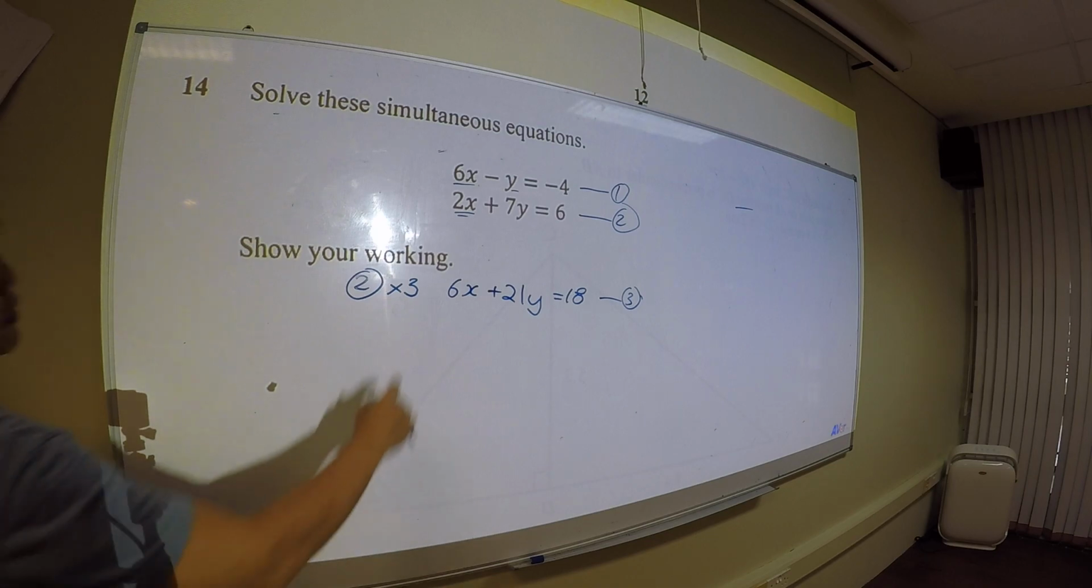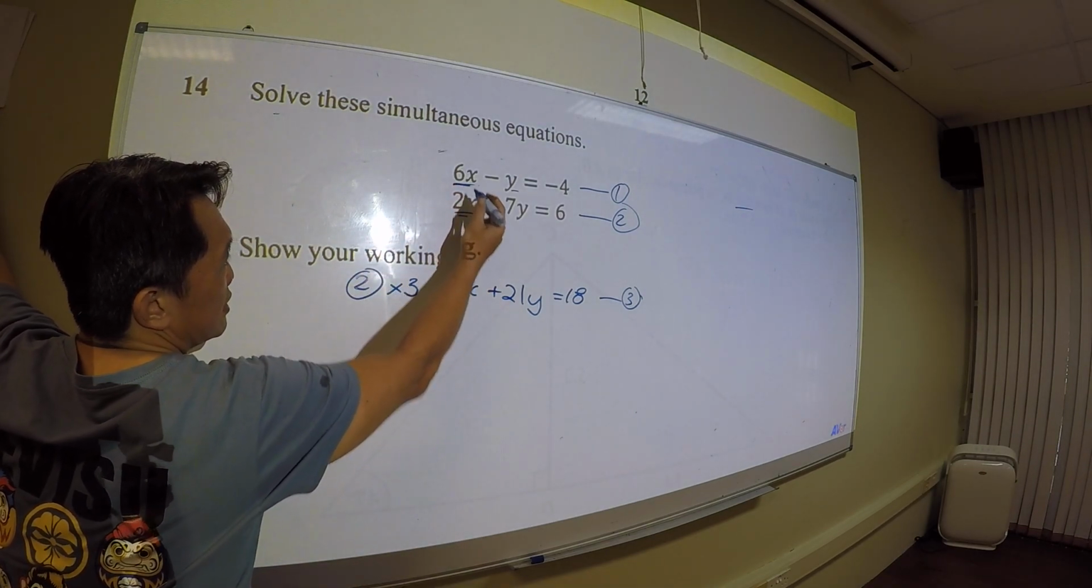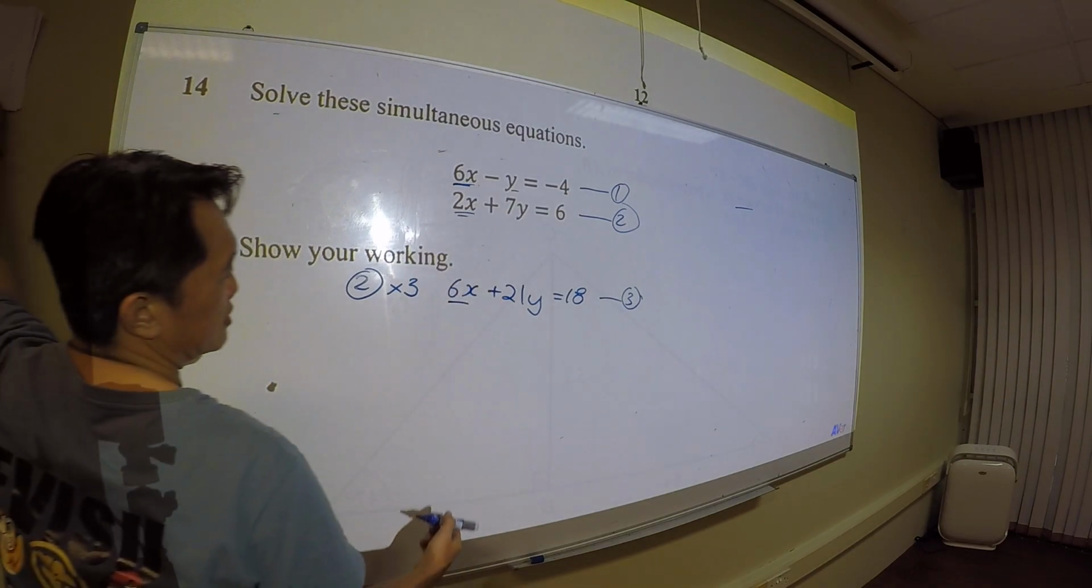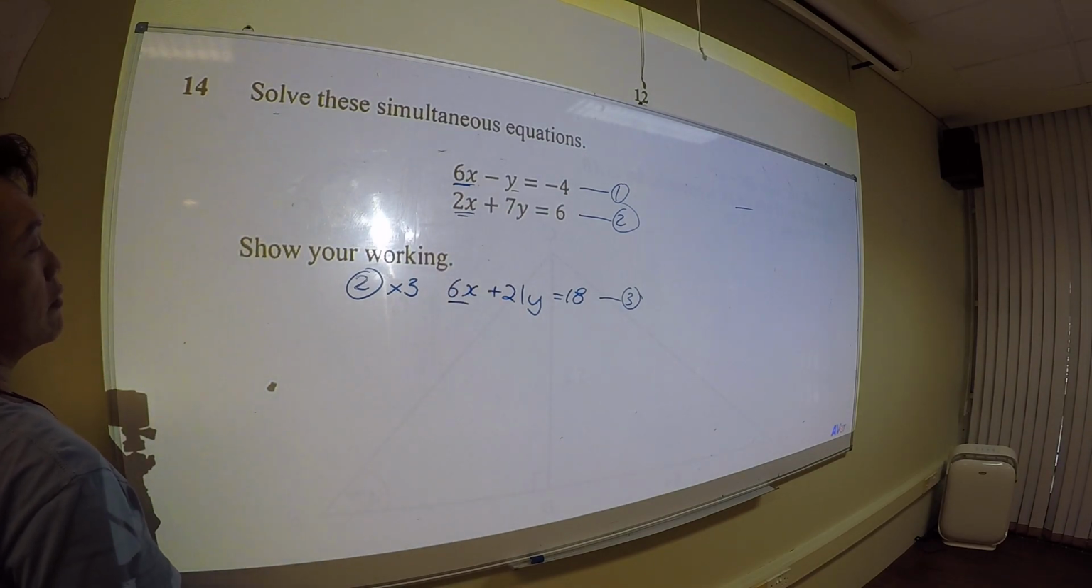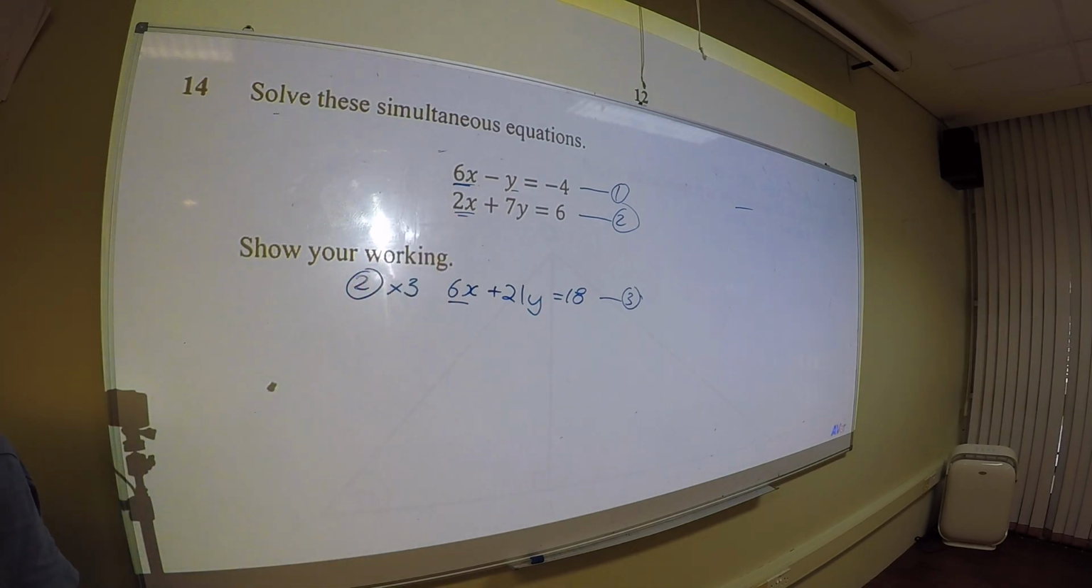Then if you look at equation 1 and 3, now we have the same amount of x already. 6x, 6x. So the aim is to make them have the same amount of x or y. Sometimes x is easier, sometimes y is easier.